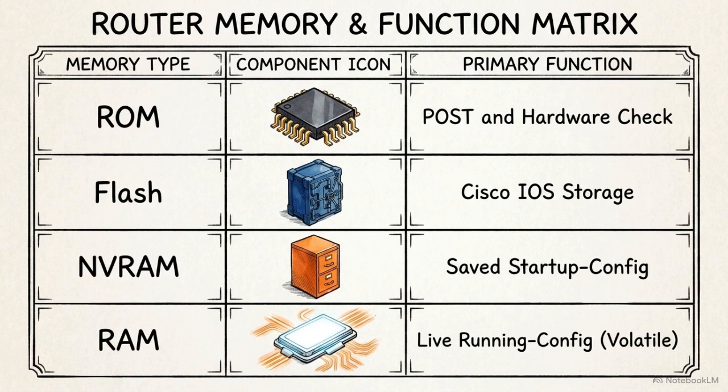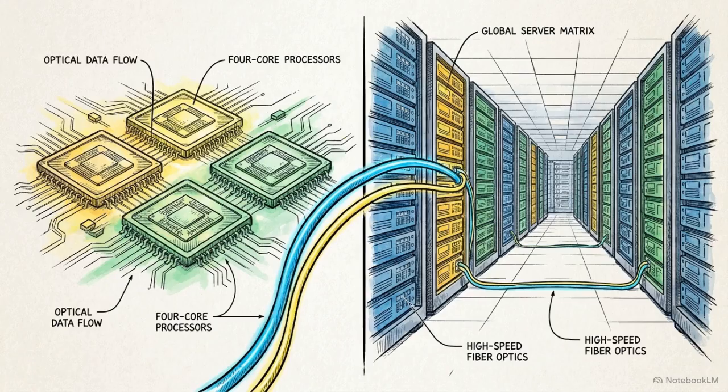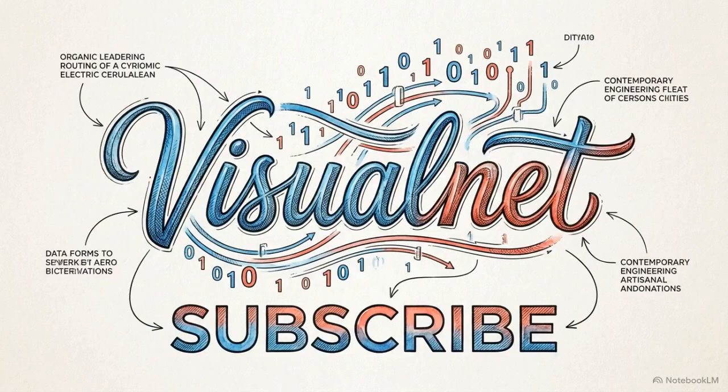This matrix graphic summarizes the precise mapping you need to memorize. ROM handles the POST and hardware check. Flash stores the IOS. NVRAM holds the saved startup config. And RAM runs the live, volatile running config. Understanding the exact sequence of how these 4 internal chips hand off data provides the foundation for managing and fixing external network architecture. Master the hardware to master the network.